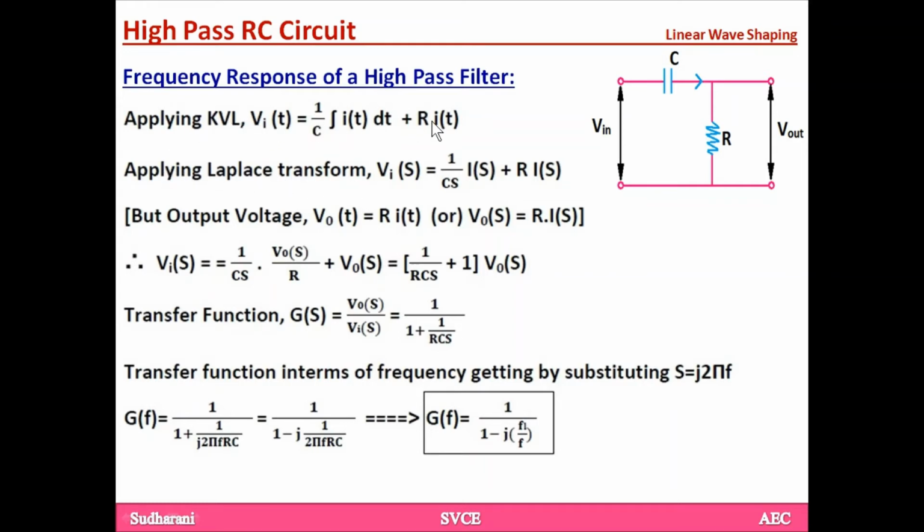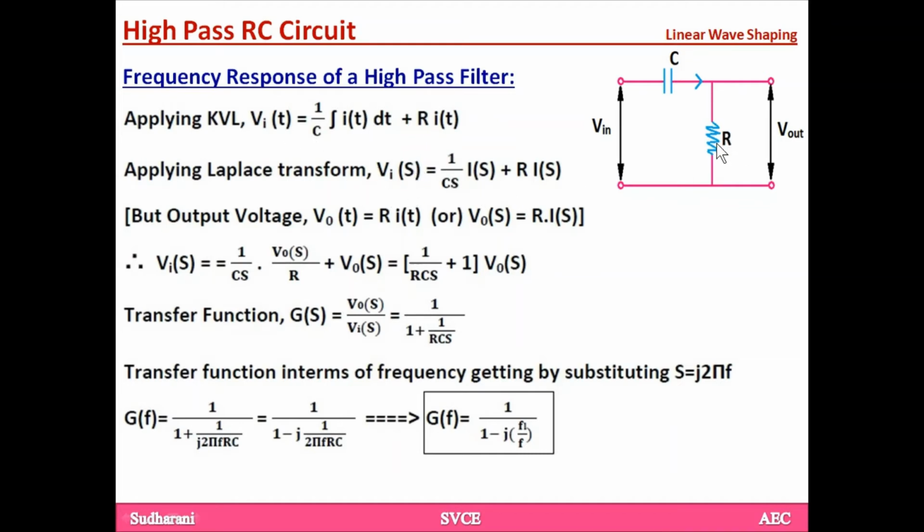By applying the Laplace transform to the above equation, what are we getting? The Laplace transform of Vi of t is Vi of s. The Laplace transform of 1 by C integral i of t dt is nothing but 1 by C, constant, same as it is, and the integral of i of t dt is nothing but 1 by s I of s, plus R constant again. The Laplace transform of i of t is I of s. We are getting the Laplace transform of the above equation.